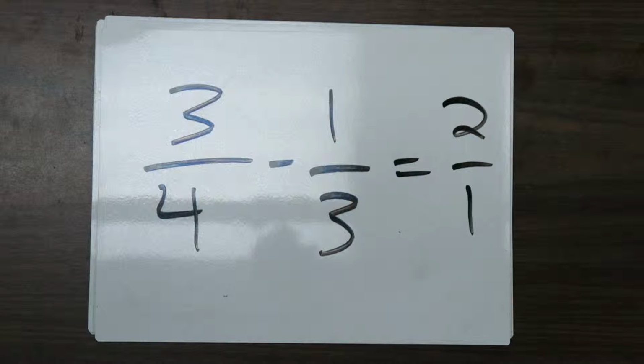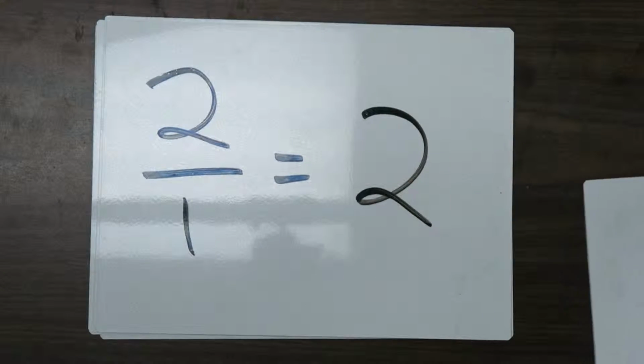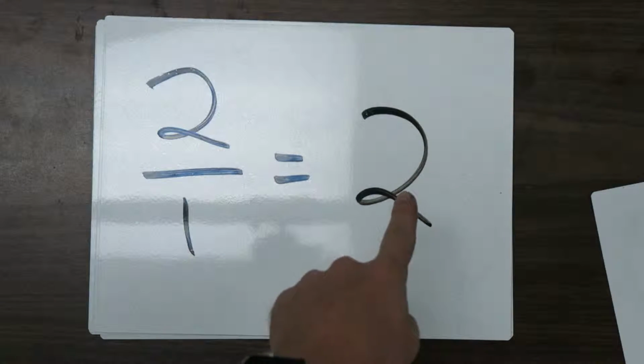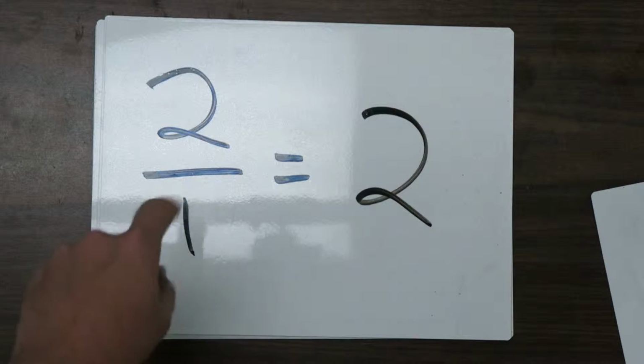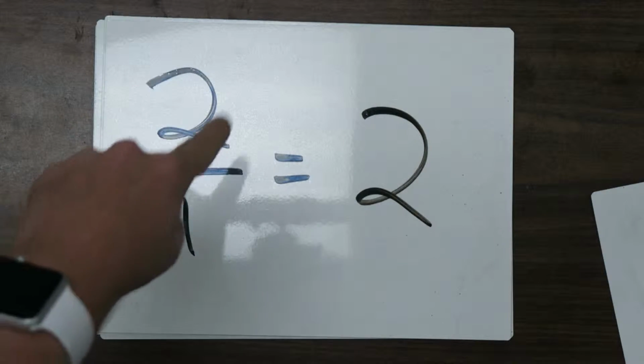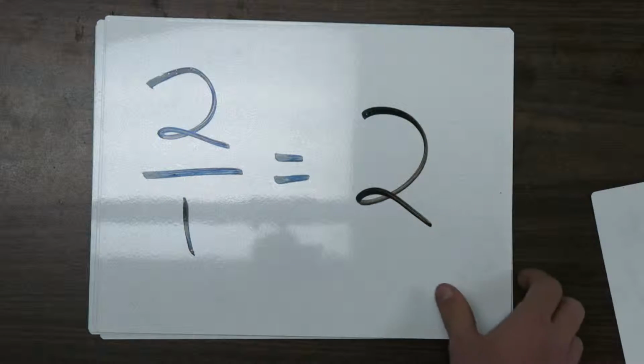It would be nice to know how I made a mistake. So let's look at that. So I got 2/1. Well, 2/1 I know is equal to just 2 wholes because any fraction where the denominator is 1 is equivalent to just whatever the top number is. So 2/1 is just 2.